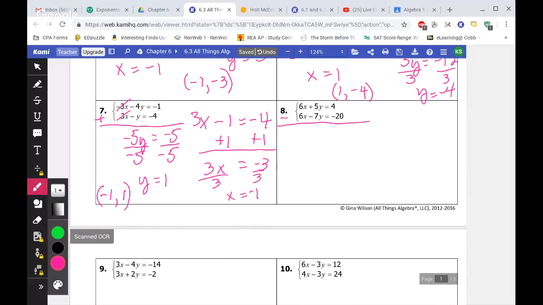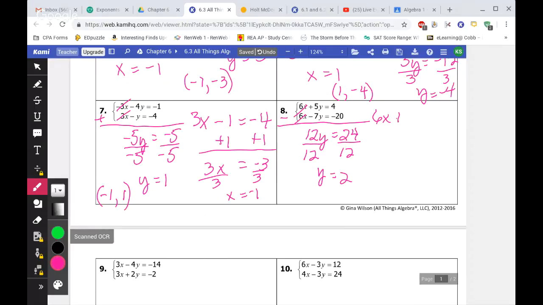So 6x minus 6x eliminates those two. Then 5y minus a minus 7y changes to addition, so that's going to be 12y equals 4 minus a minus 20, which also changes to addition, so that's 24. Divide both sides by 12, and y equals 2. Now I will substitute that value 2 back into one of the equations.